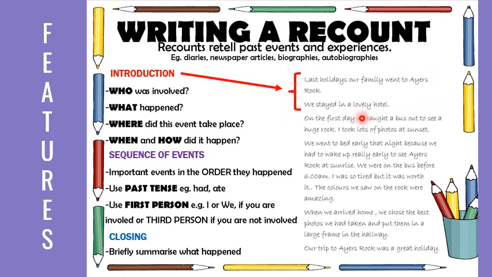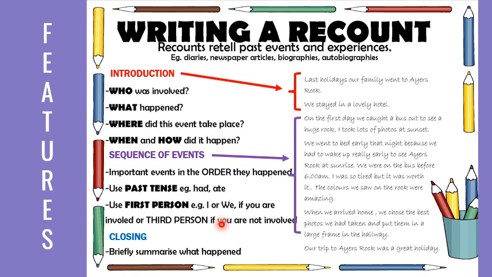All right? The next few paragraphs are the sequence of events, what happened, in the order that they happen. Okay? Remember that you have to use the past tense because this is the things that have happened before. Also, if you are talking about yourself, you should use the first person like I, we, me. And if you are talking about someone else, you should use the third person, which is like they, he, she.